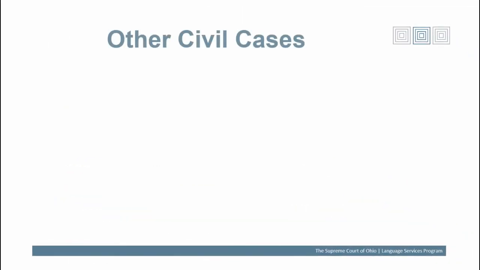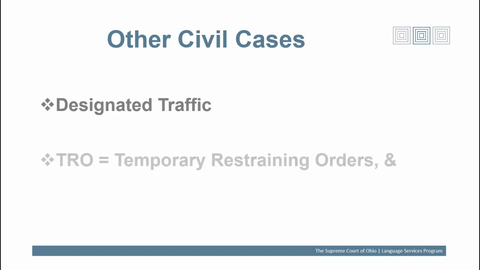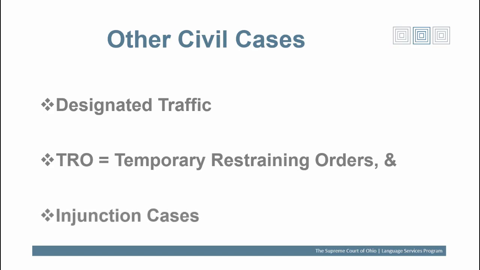Other kinds of civil cases where interpreters will encounter English legal terms would be non-criminal traffic cases. TROs, temporary restraining orders, are, as the name suggests, non-permanent court orders that are effective for the period of time between when an injunction filing occurs and the actual hearing takes place. Injunctions. Injunctions are court instructions that either forbid someone from doing something or order them to do something.